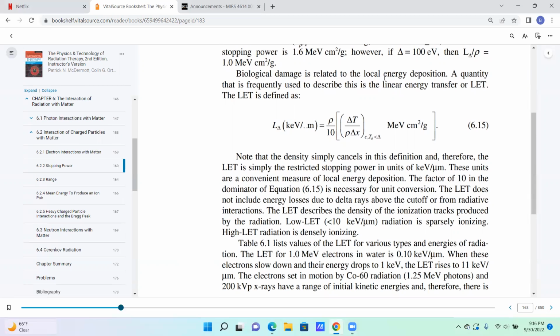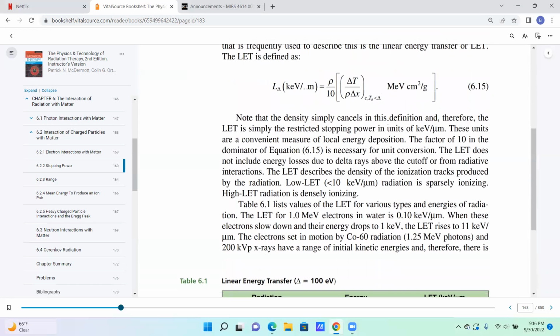Biological damage is related to the local energy deposition. In other words, the more energy you deposit in a certain amount of mass, the more biological damage you can create. So the linear energy transfer tries to quantify this, and it's defined as this particular product.